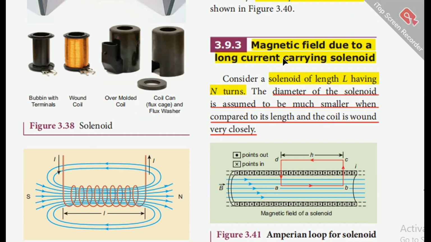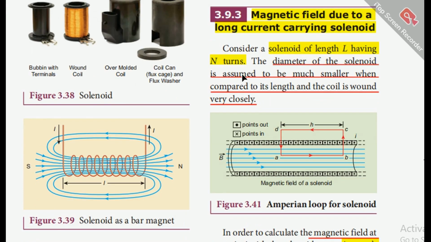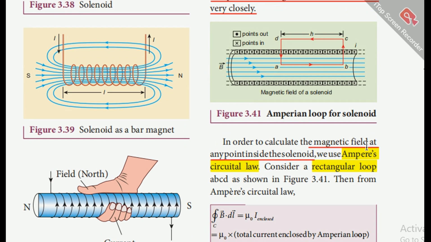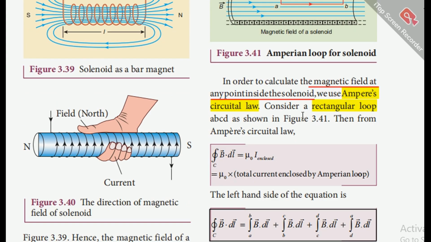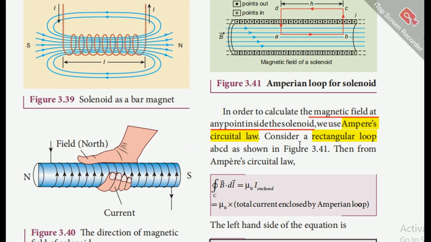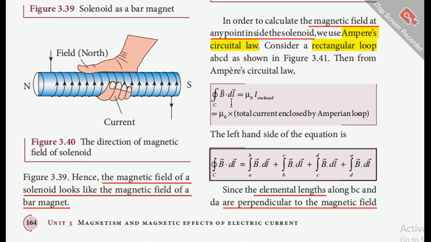Now let us study what is the magnetic field due to a long current carrying solenoid. Consider a solenoid of length L having n number of turns like this. The diameter of the solenoid is assumed to be much smaller when compared to its length, and the coil is wound very closely. In order to calculate the magnetic field at any point inside the solenoid, we use Ampere's circuital law. Let us consider a rectangular loop ABCD as shown here in this diagram. Then from Ampere's circuital law, we have closed integral of B dot dl equal to mu naught I enclosed. That is given by mu naught into total current enclosed by the Amperian loop.